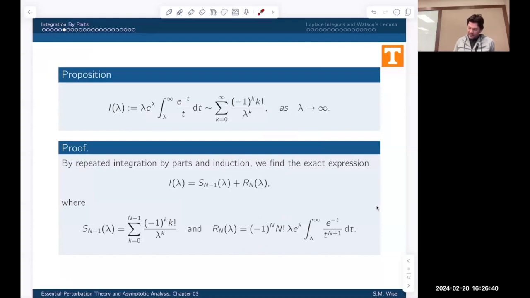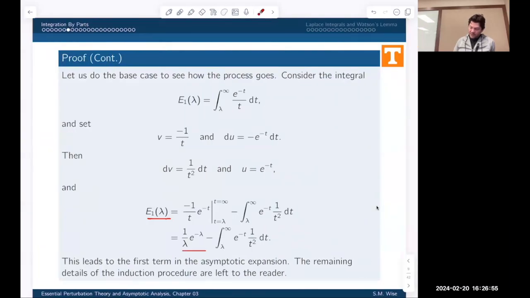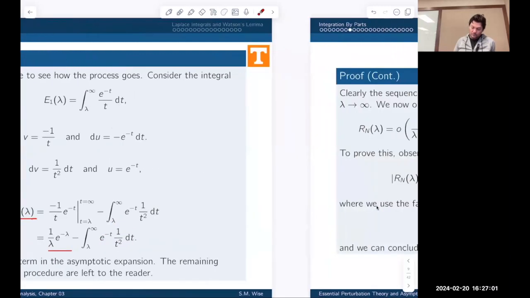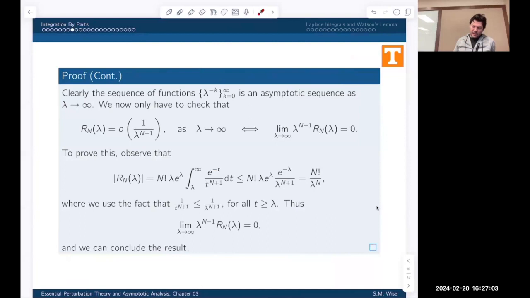Now, there was no lambda e to the lambda term in the integral on the second page, and that's because I was only dealing with this part here. You can add it back just through multiplication. Okay, so that's where that guy comes from. And of course, I can take it out of this term, which is what I did.